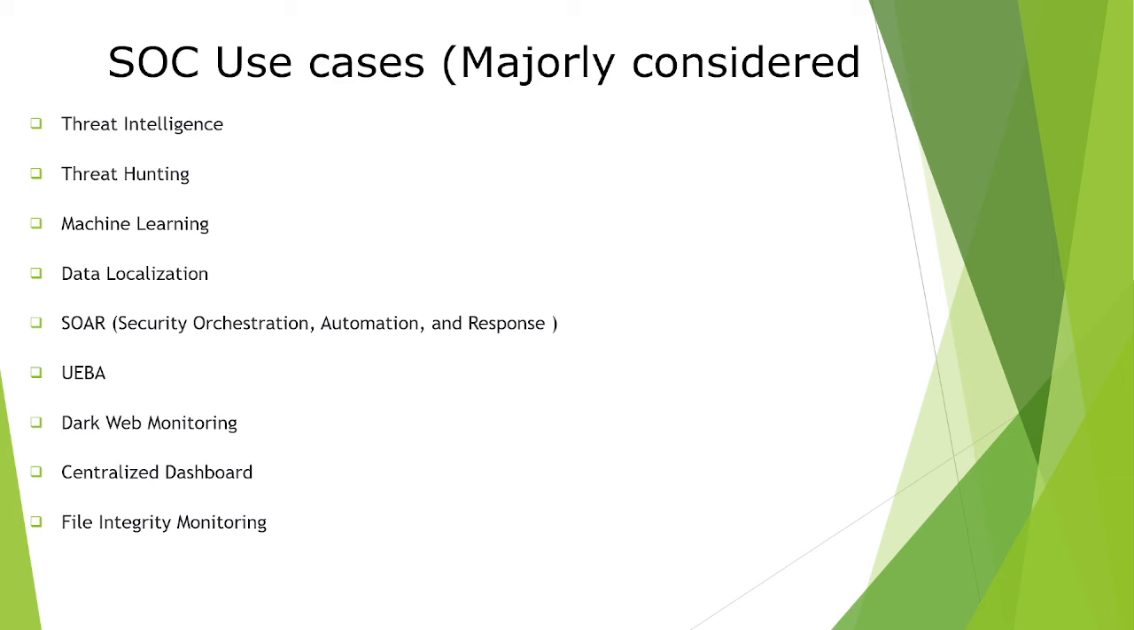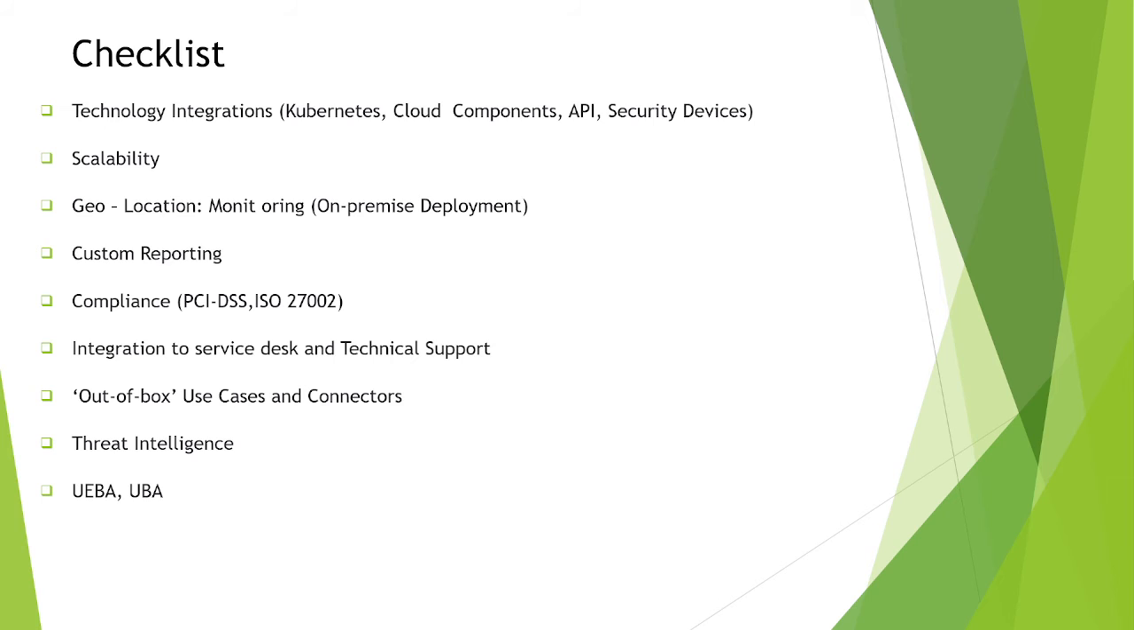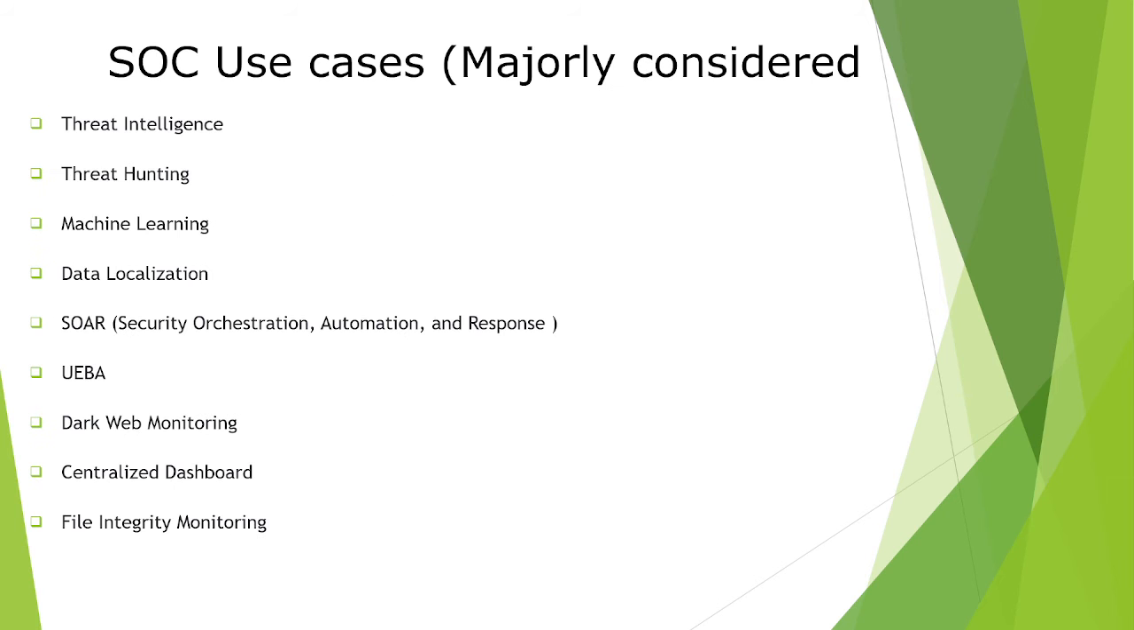And last, well, not final, there are some other features that come into the picture, but file integrity monitoring also. Nowadays we can get file integrity monitoring: if the integrity of a file has been changed, we can immediately get an alert in the SIEM tool. So this is all about the major use cases to consider for a SOC.